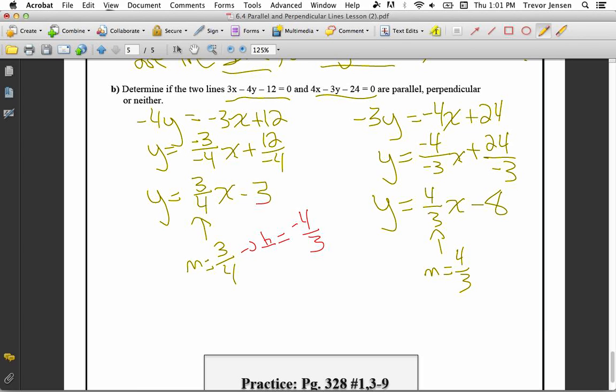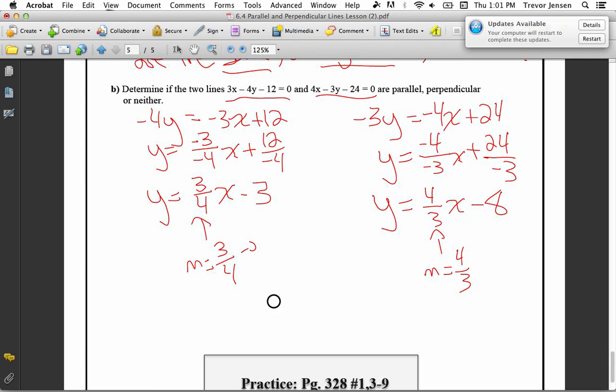You also have to change the sign. This slope here, the sign was not changed. It's a positive 4 over 3, so it's not perpendicular. And to check to make sure they're not perpendicular, multiply them together and see if their product is negative 1. So 3 over 4 times 4 over 3 gives you 12 over 12, which equals positive 1, which is not negative 1. Therefore, they're not perpendicular either. So they're neither parallel or perpendicular.